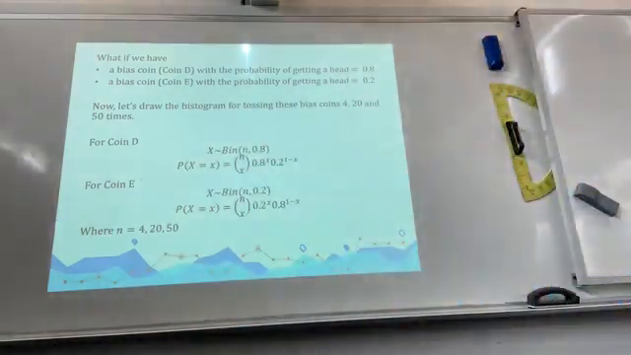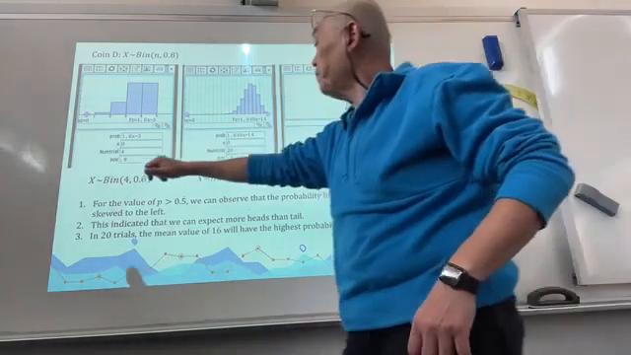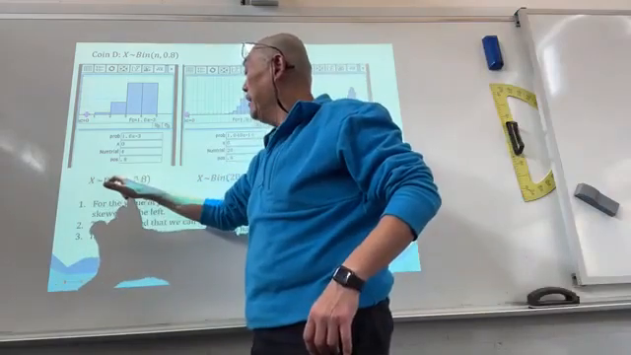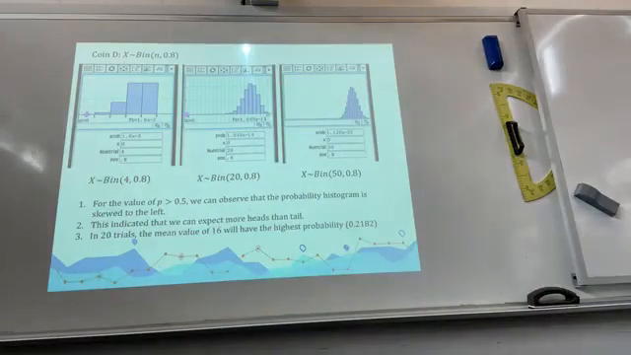Now, again, go back to your calculator. Can you plot your histogram with n equals 4 and the success probability 0.8? And then 20 and then 50. I've plotted it, but I do want you to actually do it. Play around with it and make sure that you can plot it.